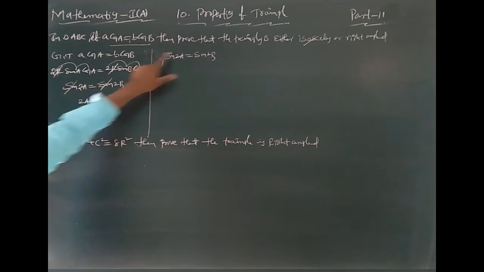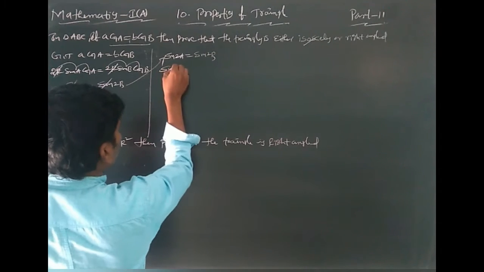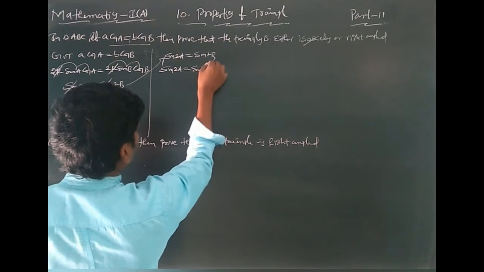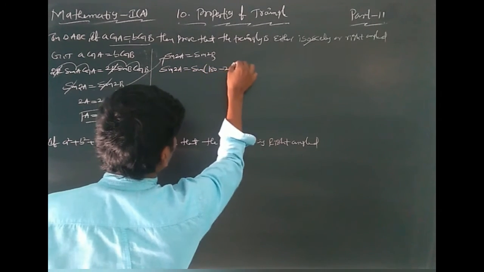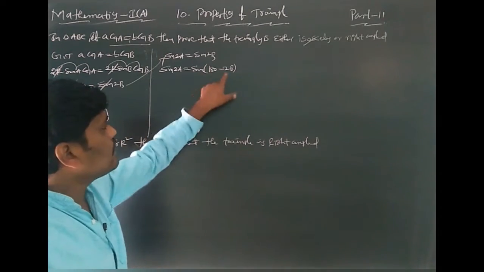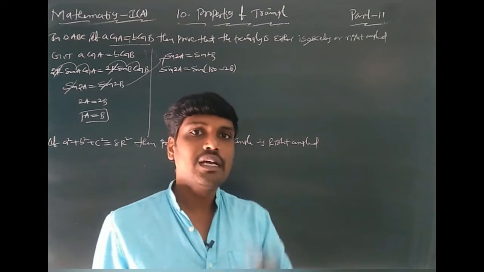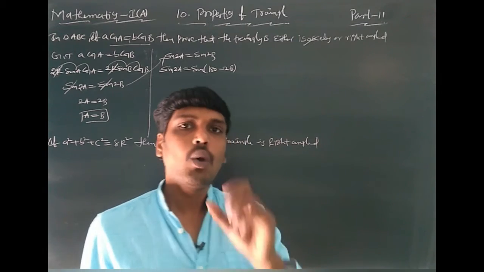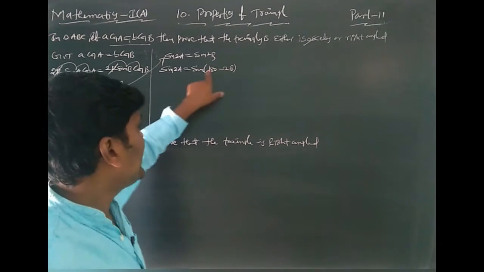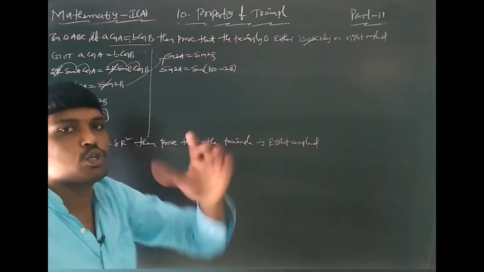Next, sin 2A equal to sin 2B. We have to take sin 2A is equal to sin 2B, nothing but sin(180 minus 2B). Correct or not, check, students? 180 minus theta, which quadrant? Second quadrant. In the second quadrant, sine is positive, so the sign stays and the angle is 2B, correct.